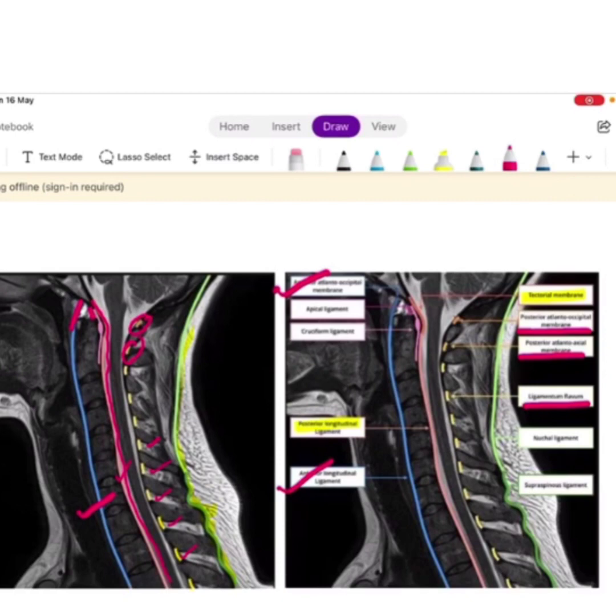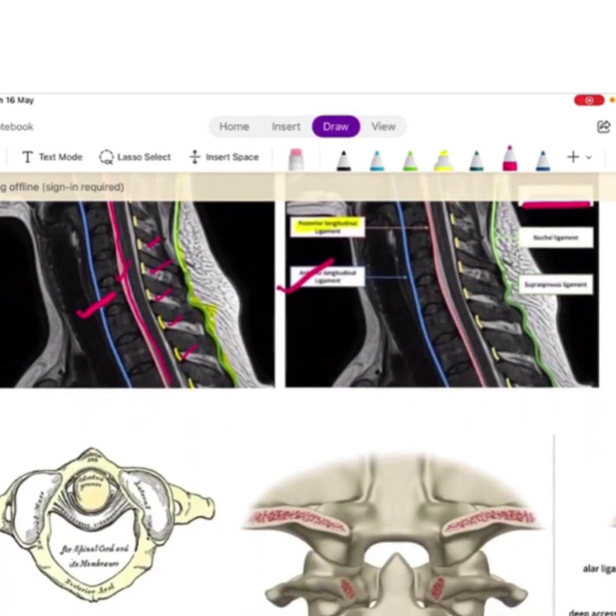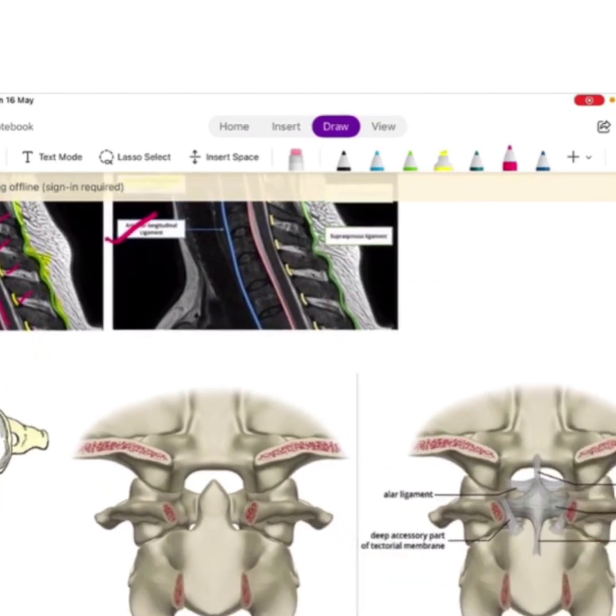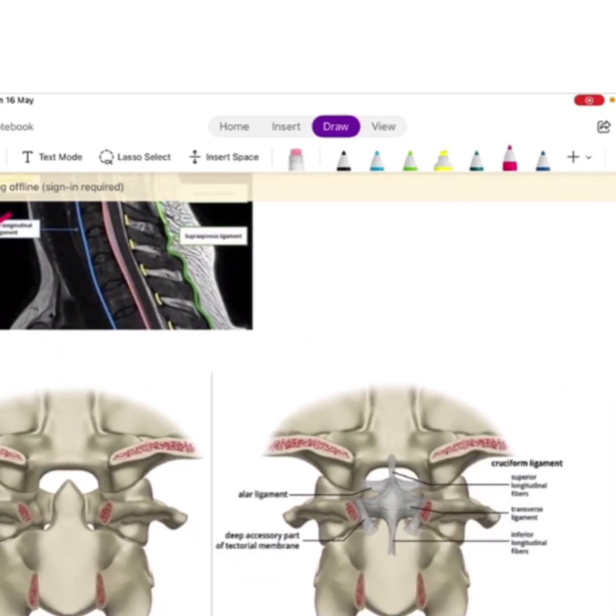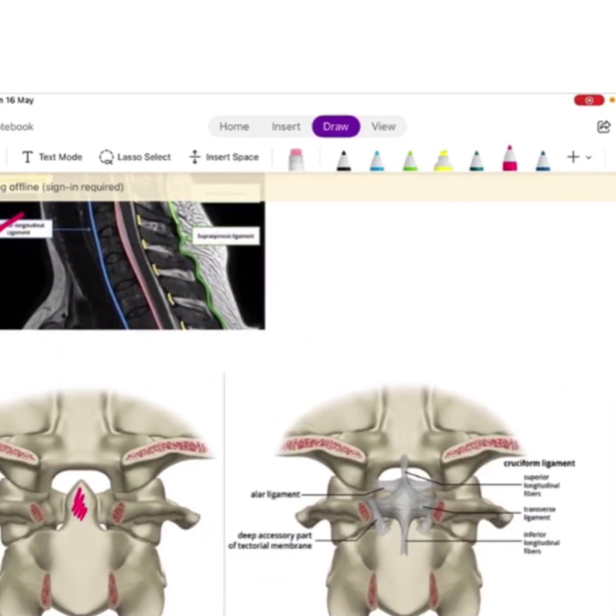Next is actually the alar ligament. Okay, see this diagram. This is actually the dens. Alar ligament is attaching this dens to these occipital condyles and the lateral masses of the atlas. This is the alar ligament. What is apical ligament? We already have studied, from the tip of the dens to the clivus. This is the alar ligament, from the side.